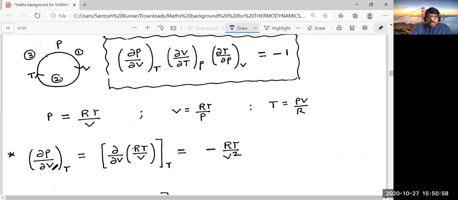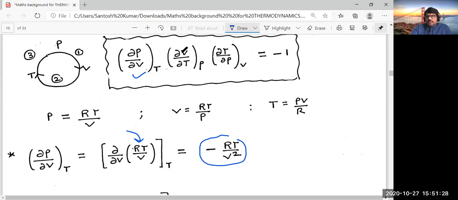You know how to do partial differentiation. So del P by del V we are finding at constant temperature, and the pressure of the ideal gas is equal to RT by V. This is at constant temperature, so V goes into the numerator, that is V to the power minus 1. R is constant, T is constant, and the derivative will be minus RT by V square. The value of the first term is minus RT by V square.